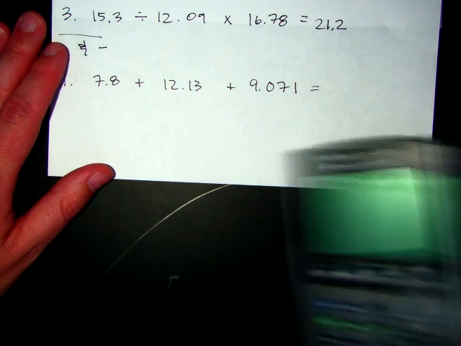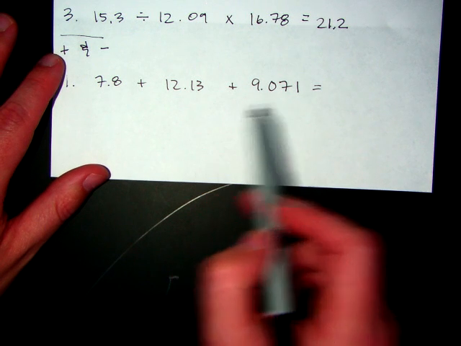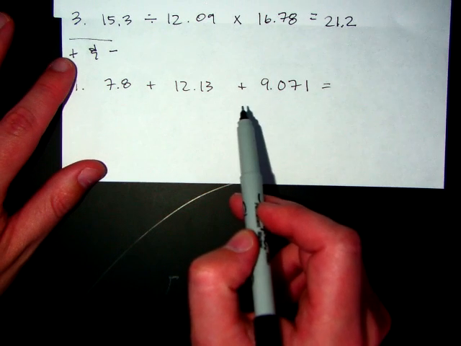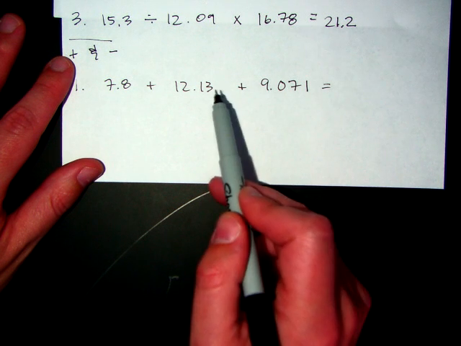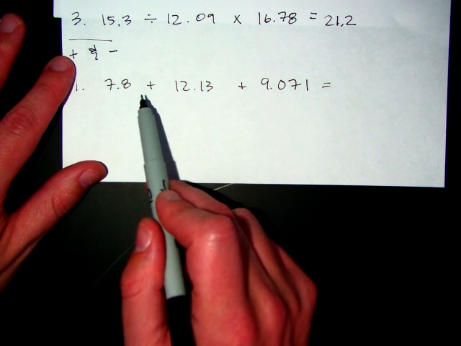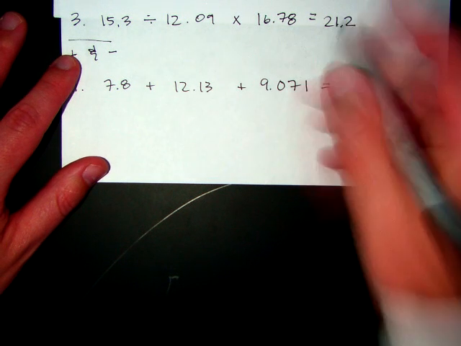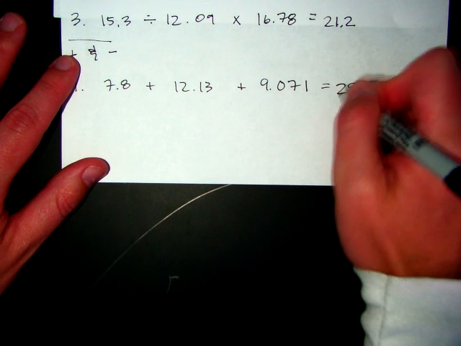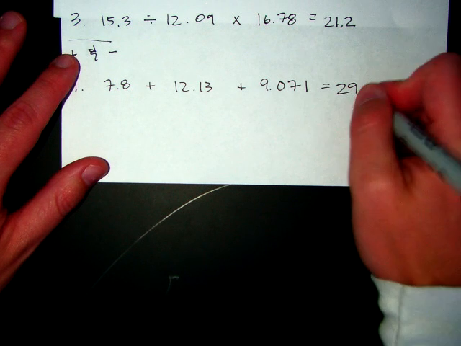29.001. So we're not counting sig figs right now. We're just counting which of these is the least accurate or least specific number. And this one goes out to the thousandths place. This one goes out to the hundredths place. This one goes out to the tenths place. So my number has to be reported to the tenth. So 29, and there's no real rounding there. It's already 0.0, so let's go 0.0.